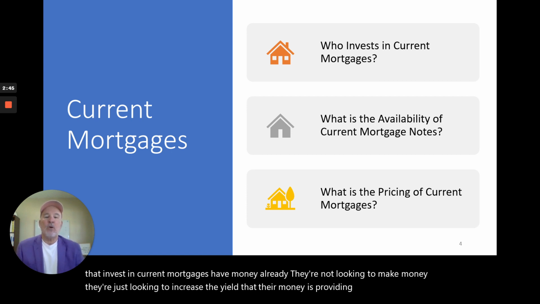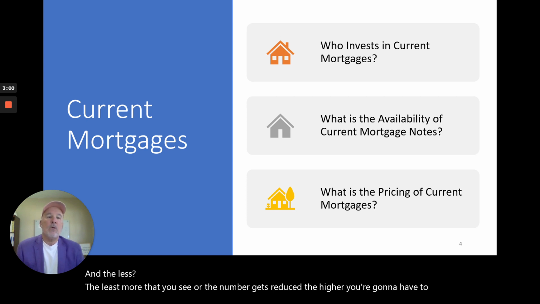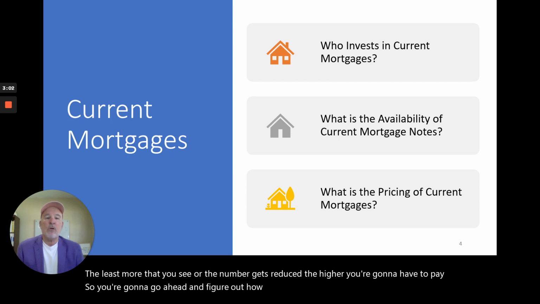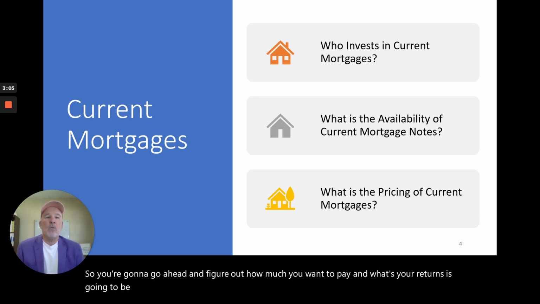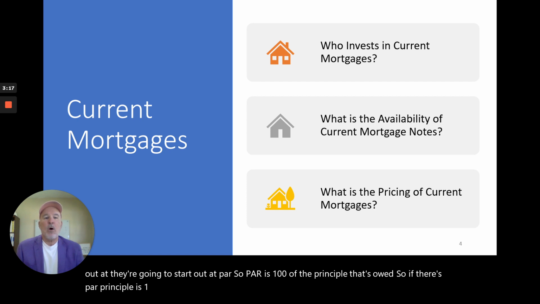So what's the availability of current mortgage notes? I'm going to suggest that they're out there. And the less of them that you see, or the number gets reduced, the higher you're going to have to pay. So you're going to go ahead and figure out how much you want to pay and what your return is going to be. For example, when you buy or you price a current mortgage, they're going to start out at par. So par is 100% of the principal that's owed. So if the principal is 100,000, then par is 100,000. If it's 90,000, then it's 90,000.